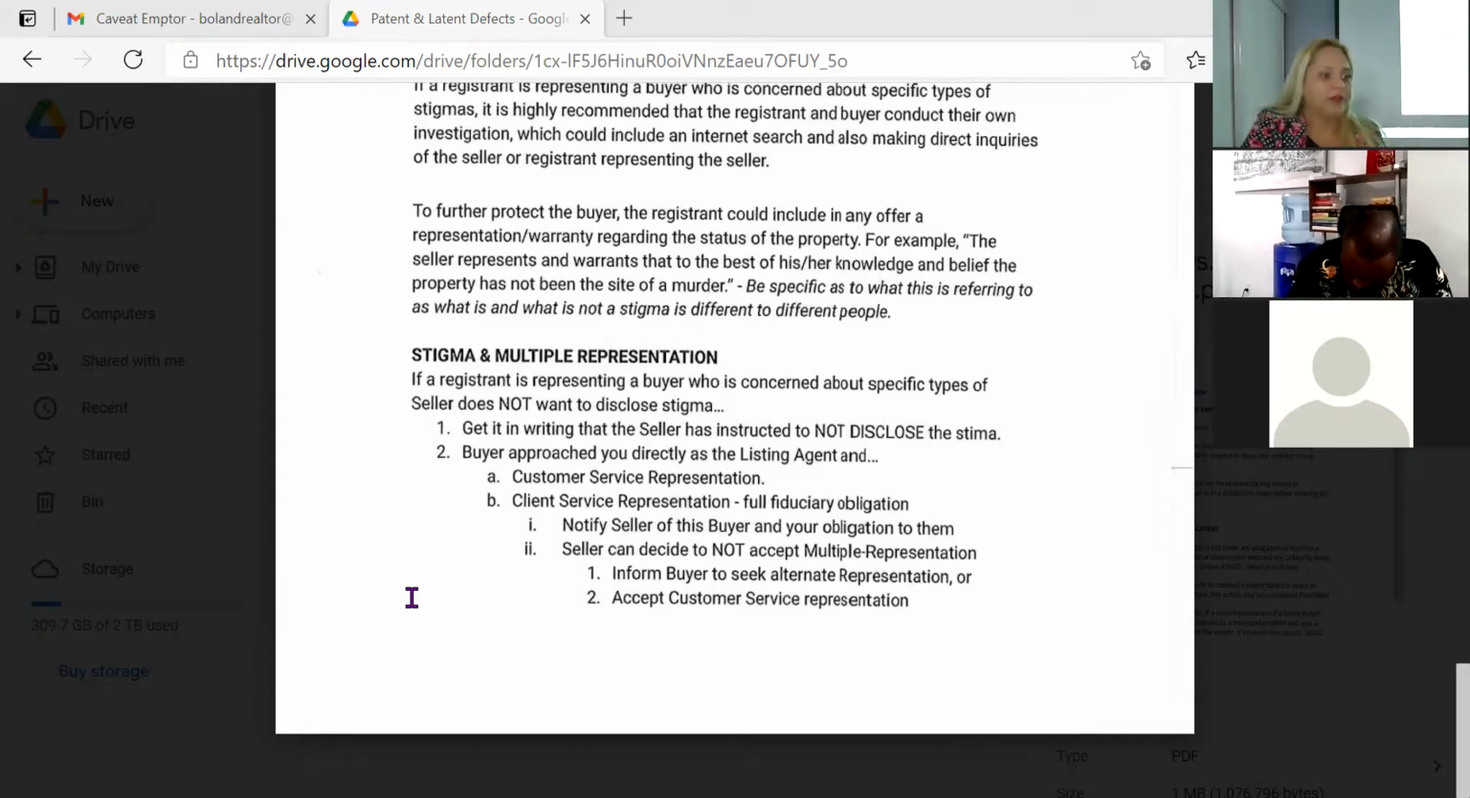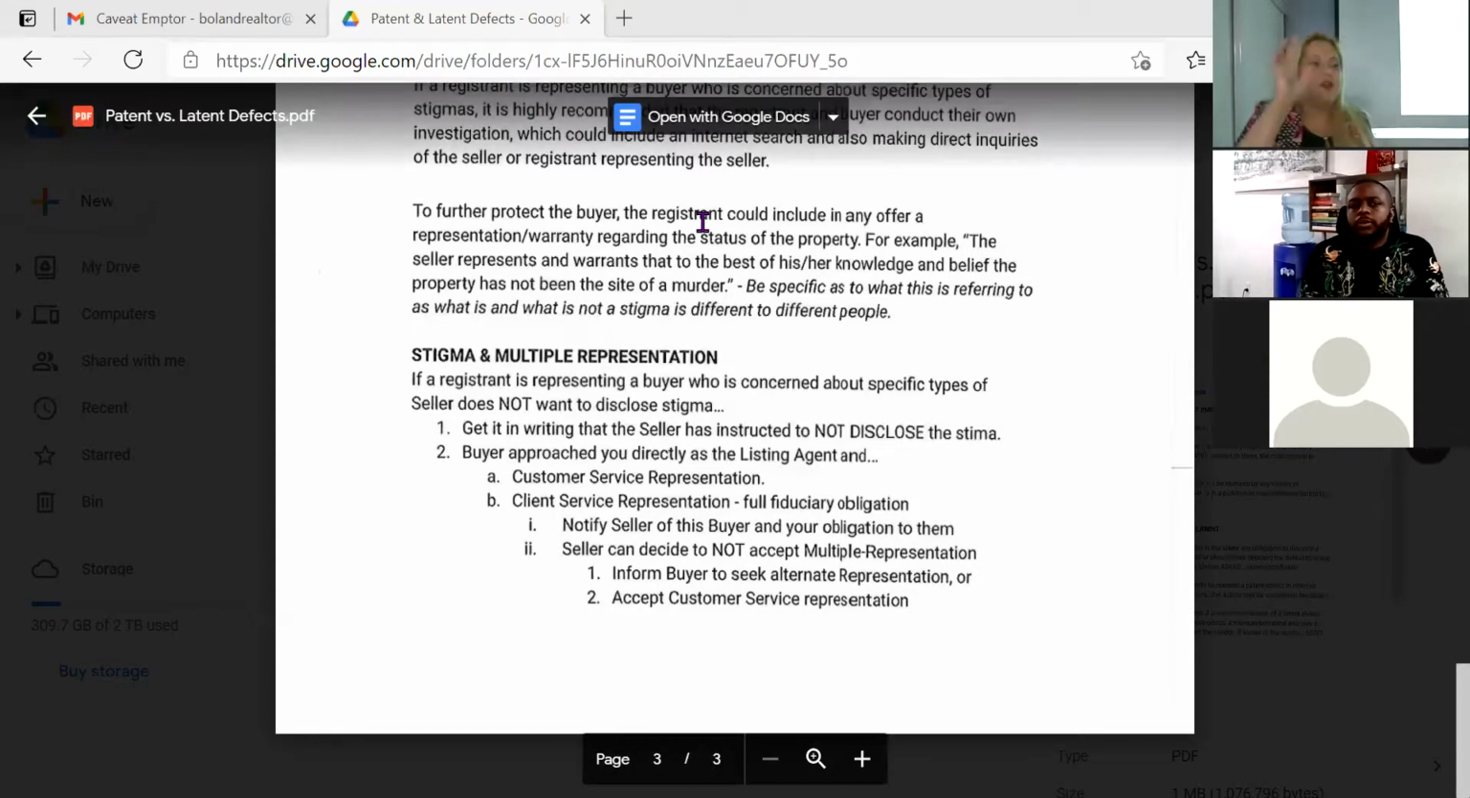Okay, so you have a stigma. It becomes really difficult to figure out, because patent and latent defects are written in REBA, in our act, that we have to disclose them. They don't specifically cover stigmas, because with stigmas, it may not bother one person and may bother another. They don't specifically say that we have to disclose them.